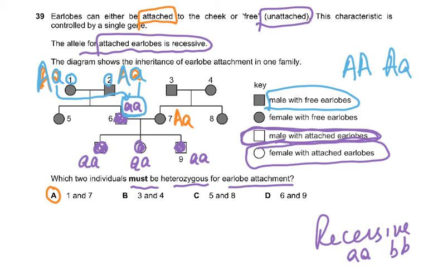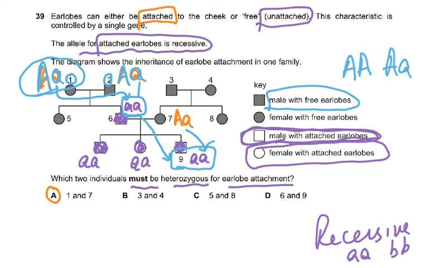Then how do you figure out? Now you know 6 is small a, small a. So what has 7 got to be? Because they've got 9. The kid 9 is small a, small a. So if there is one small a coming from here, then the other small a has to come from here. So 7 is definitely big A, small a, and 1 is definitely big A, small a.